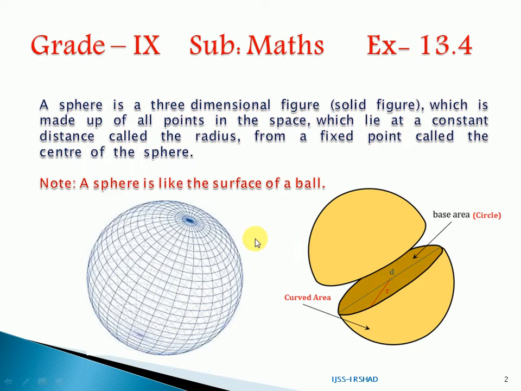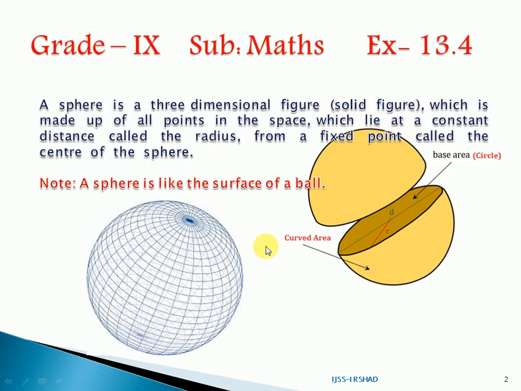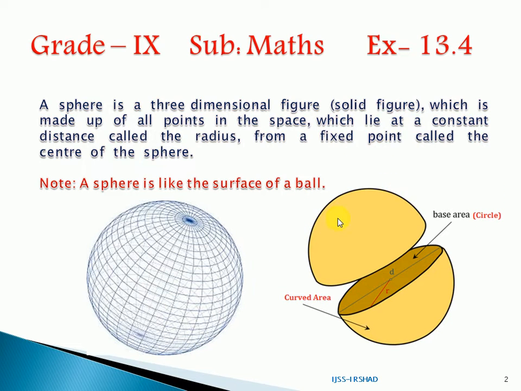Note the sphere is like the surface of a ball. Here in this sphere, if you cut from the middle, then this is called a hemisphere. Two equal halves, and the cross-sectional area will look like a circle. There will be diameter or radius, and the outer surface is known as curved surface area, and this is the base or circular area. Let's move.